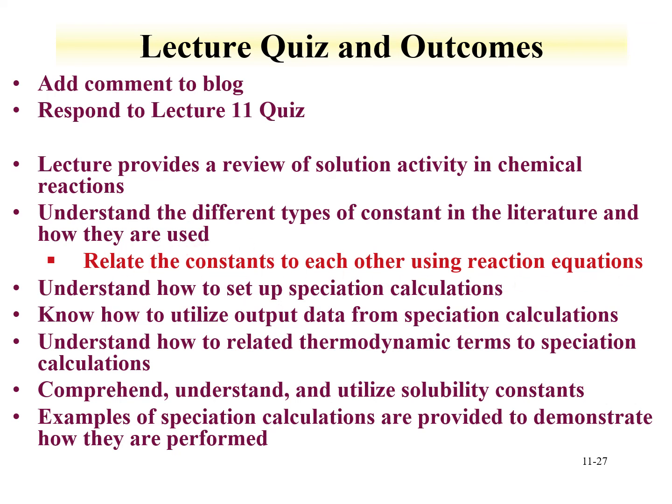You should understand how to set up speciation calculations, how to describe the total amount of a metal ion based upon the species that compose that metal ion in solution. You should know how to utilize output data from speciation calculations to determine the conditions in which given species would be dominant. One should understand how to relate thermodynamic terms to speciation calculations. From this lecture, one should be able to comprehend, understand, and utilize solubility constants. And finally, in this lecture, a number of examples of speciation calculations were provided. However, these were just used to demonstrate how speciation calculations could be performed. For the work in this course, you should understand how these speciation calculations are performed, but you should primarily know how to use the output data.